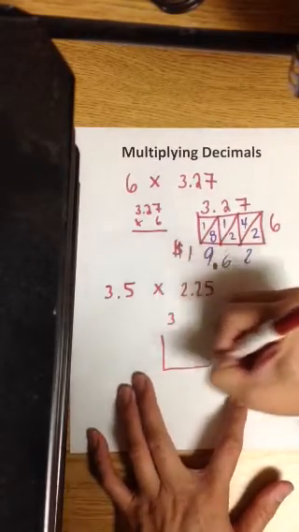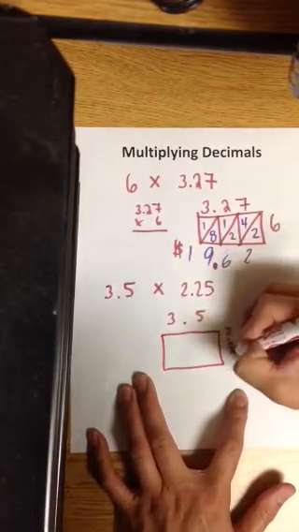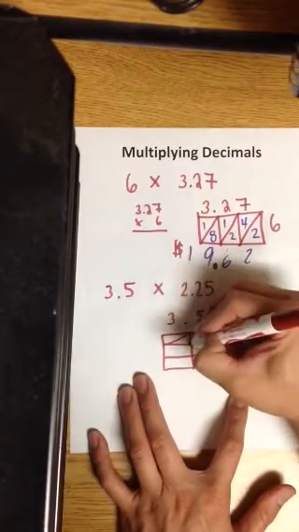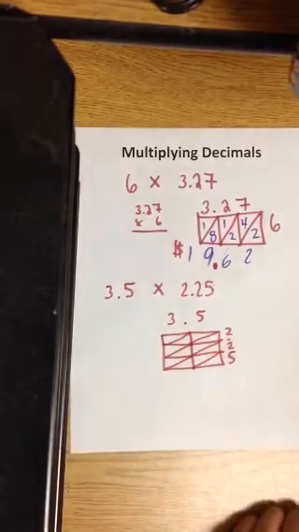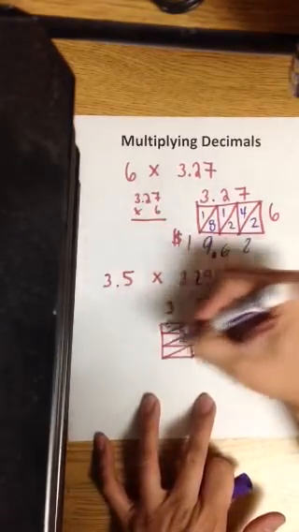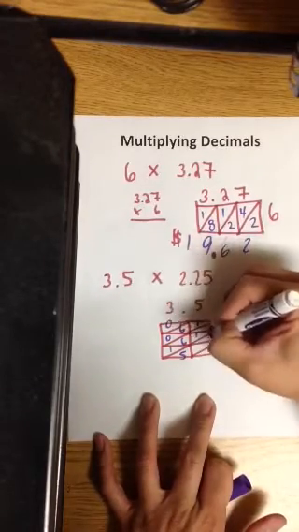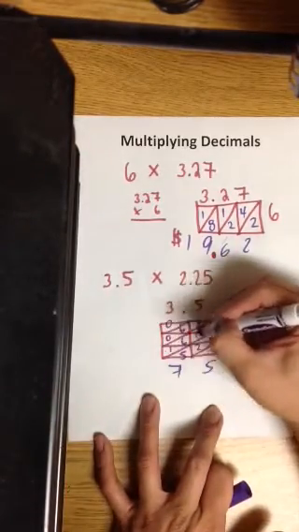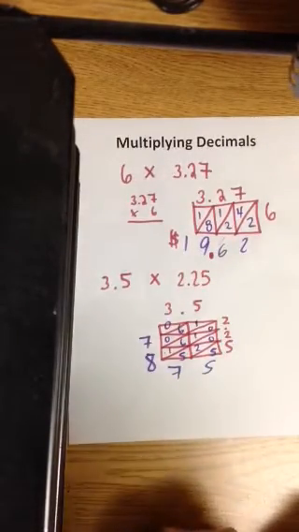So draw a square box for our lattice multiplication. We have 3.5 and 2.25. Separate the digits. Again, I prefer lattice, and lattice really does work extremely well with multiplying decimals. 3 times 2 is 6. 3 times 2 is 6. 3 times 5 is 15. 5 times 2 is 10. 5 times 2 is 10. 5 times 5 is 25. Added diagonally, 5, 7. 1 plus 6 is 7. 6 plus 1 is 7. So we have the digits 7875.